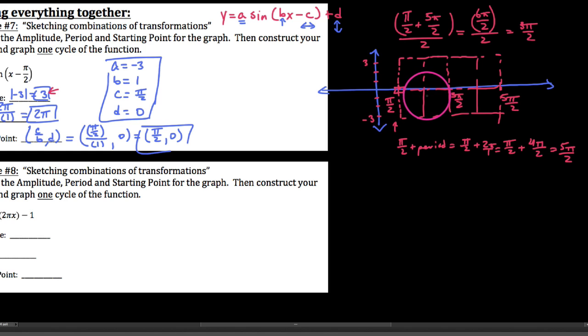We have pi halves. This would be 2 pi halves or pi. 3 pi halves. This would be 4 pi halves or 2 pi. And this would be 5 pi halves. But again, you could average, say, pi halves and 3 pi halves. I just want to show you this here.